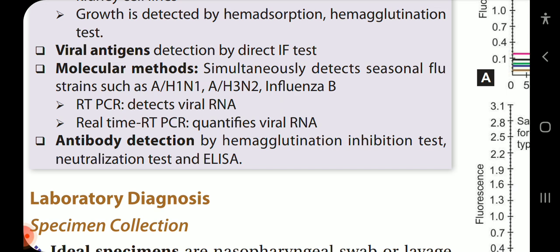Molecular methods simultaneously detect seasonal flu strains such as A H1N1, A H3N2, and influenza B. RT-PCR detects viral RNA. Real-time PCR quantifies viral RNA, and antibody detection by hemagglutination inhibition test, neutralization test, and ELISA is also done.